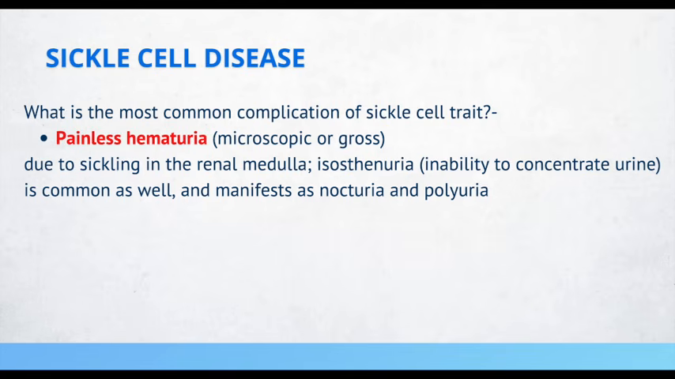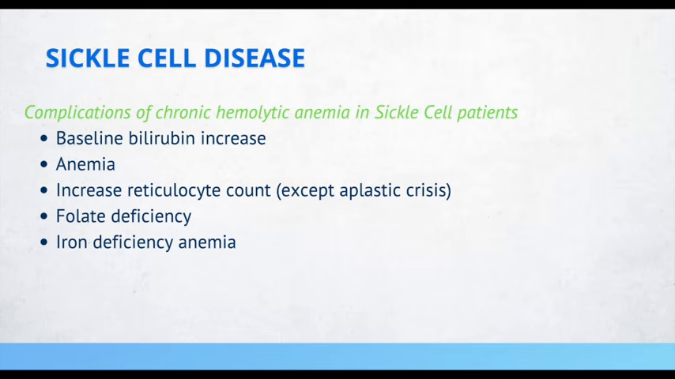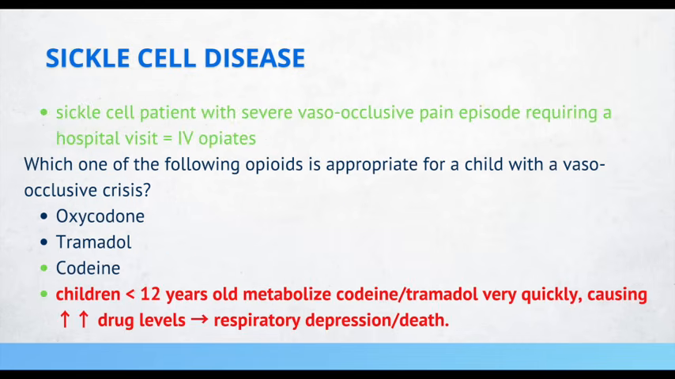Now let's take a closer look at complications of chronic hemolytic anemia in sickle cell patients. These include baseline bilirubin increase, anemia, increased reticulocyte count, folate deficiency, and iron deficiency anemia. If a patient with sickle cell disease presents with severe vaso-occlusive pain, then you want to give them opiates, and it has to be given IV.